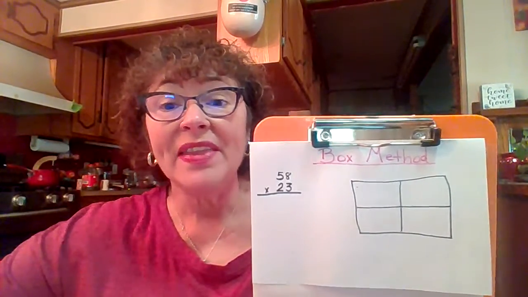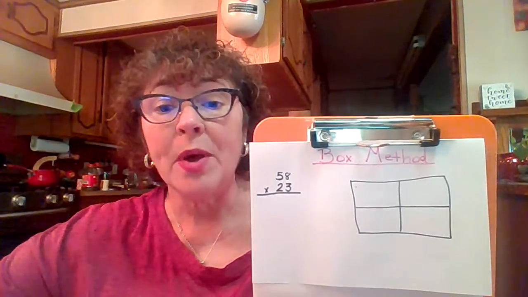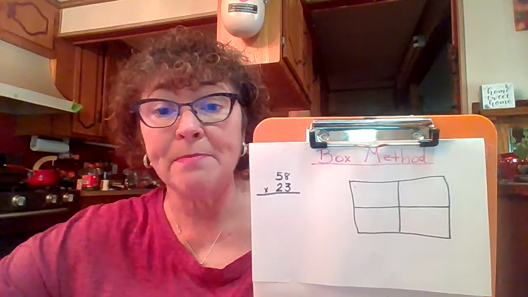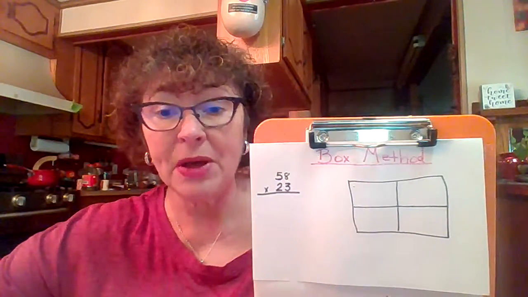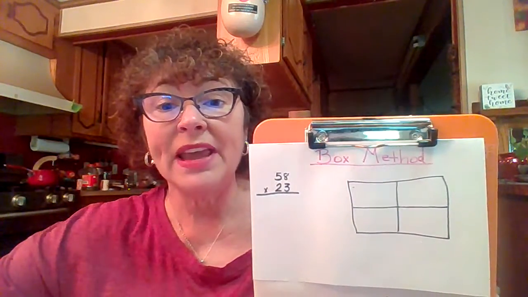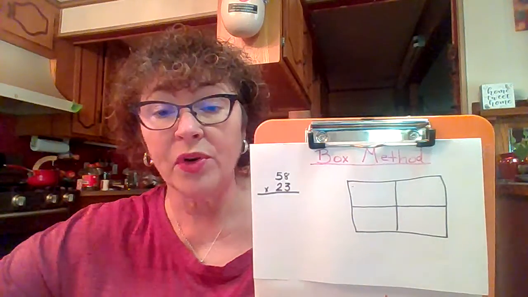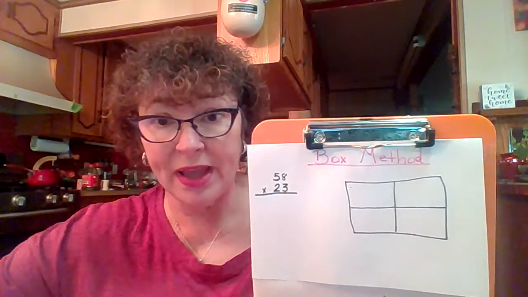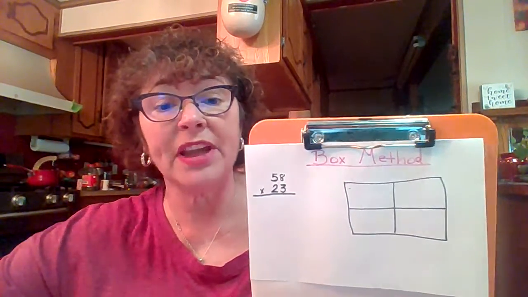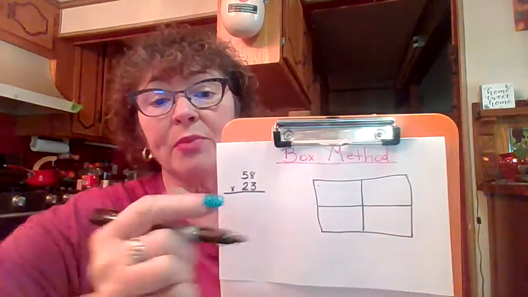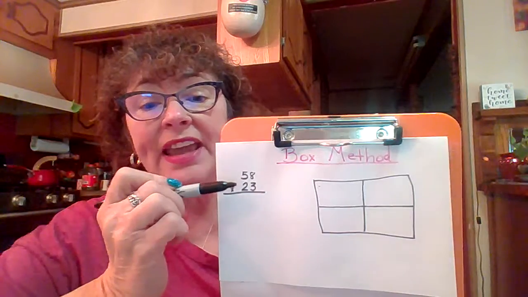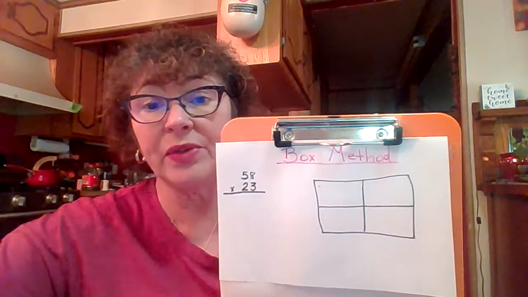Hi there. In this video we're going to do multiplication using the box method and the bow tie method. There will be another video for the traditional way to do double digit multiplication. Okay, so we're going to start out. Our problem is 58 times 23.